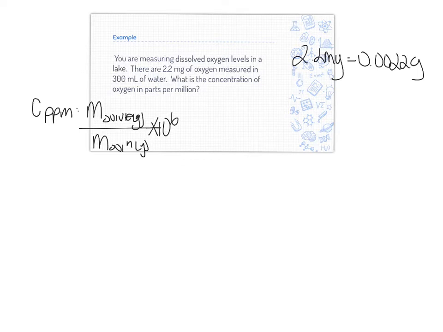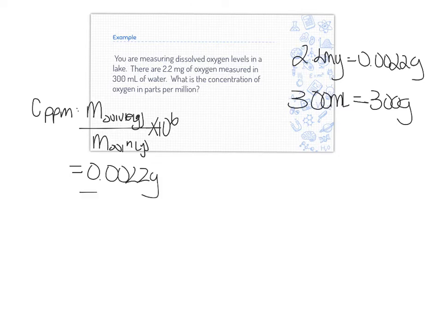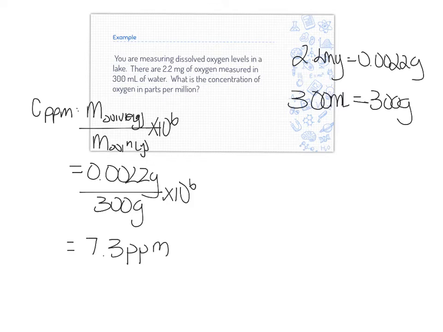300 milliliters of water, using our conversion for water, is equal to 300 grams of water. So let's sub into our equation here. 0.0022 grams divided by 300 grams times 10 to the 6. Note that you should get something with two significant digits. I get 7.3 parts per million.